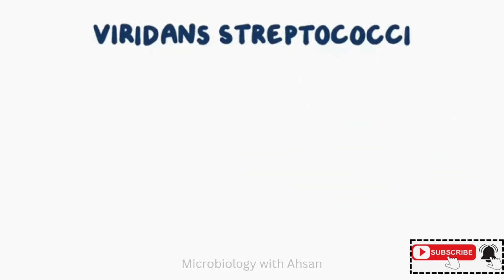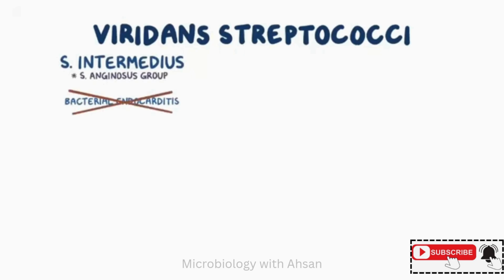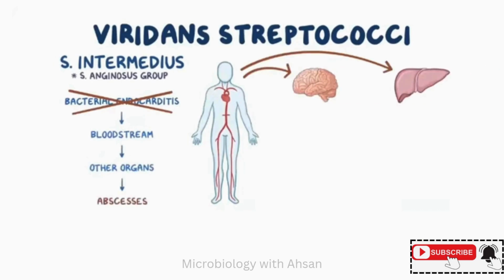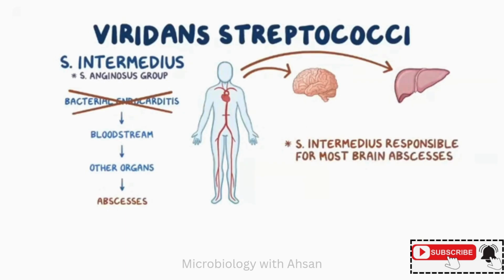Another viridans species, namely Streptococcus intermedius of the Streptococcus anginosus group, doesn't cause bacterial endocarditis. Instead, from the bloodstream, it lodges in other organs, like the brain and the liver, forming abscesses. In fact, Streptococcus intermedius is the species of Viridans Streptococci responsible for the most cases of brain abscesses.